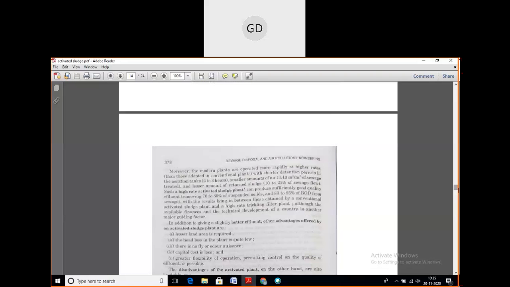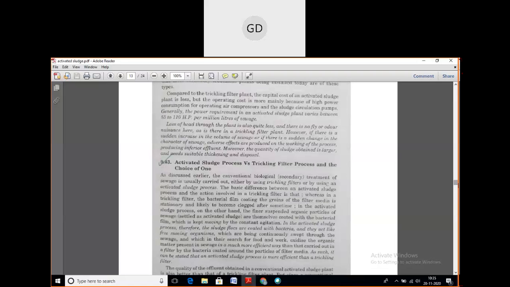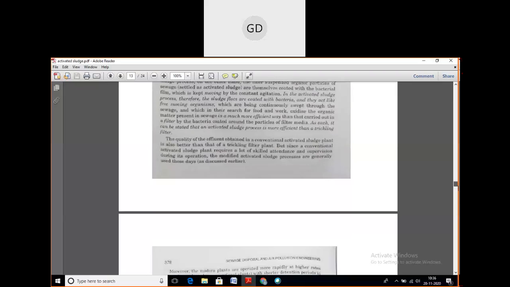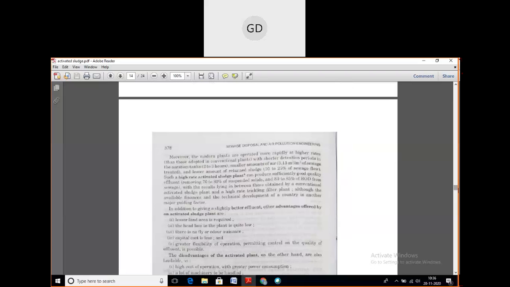So, a question might be asked like this: between your activated sludge process and trickling filter process, which one would you prefer, and the choice of one. Okay, which one would you prefer? Or a question like, what are the advantages of activated sludge process over trickling filter process? It's the same question. So you have to know the advantages and disadvantages of your activated sludge process.